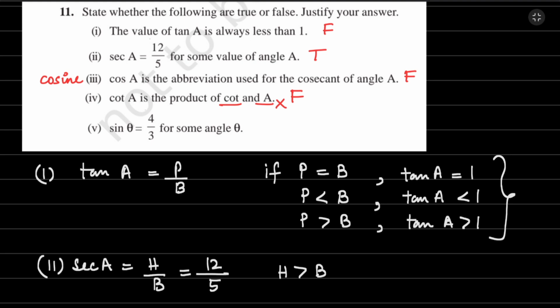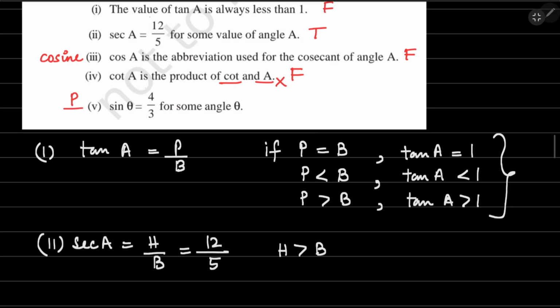The last question, sin theta is equal to 4 by 3. What is sin theta? It's P by H. And in this particular ratio, hypotenuse is less than the perpendicular you are given. Is it possible? Hypotenuse is always the biggest side, the largest side of a triangle. So hypotenuse cannot be less than the perpendicular. So this is not possible. So this is also false. You can write it is not possible.